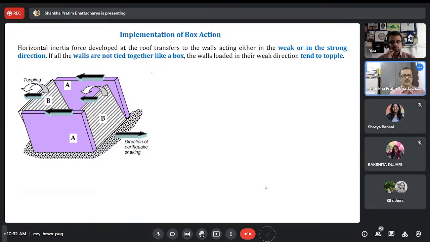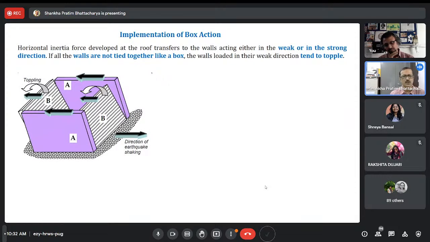So the box action: there are walls, and there are 4 walls. Suppose you take just one single small shell or room. It has 4 walls. 2 are in one direction, and 2 are in the orthogonally opposite direction. They are tied together. But when the earthquake comes, earthquake is an inertia force. When it comes in one direction, maybe it is perpendicular to A, or maybe it is perpendicular to B, or maybe it may not be perpendicular, maybe in one direction.